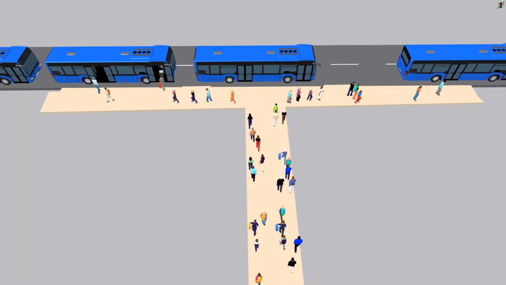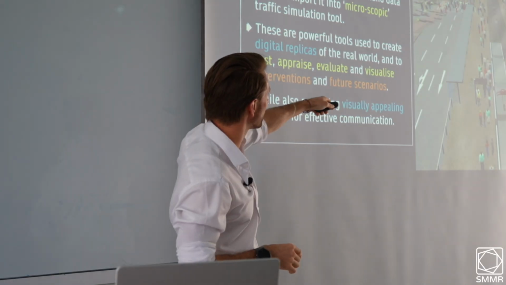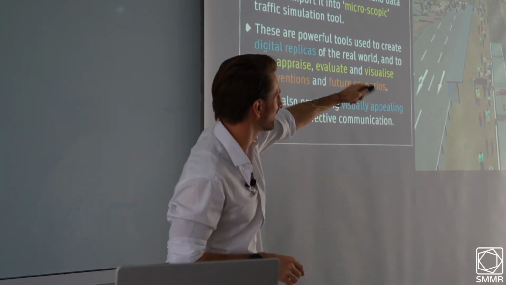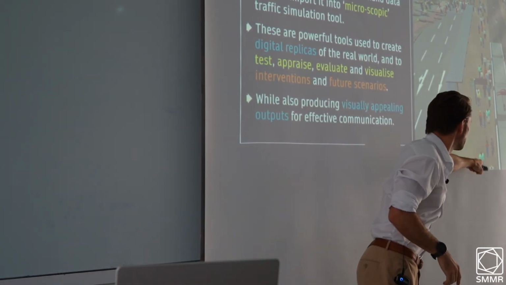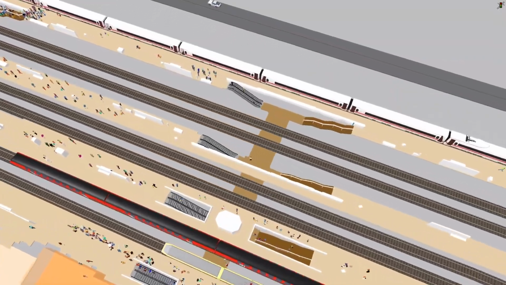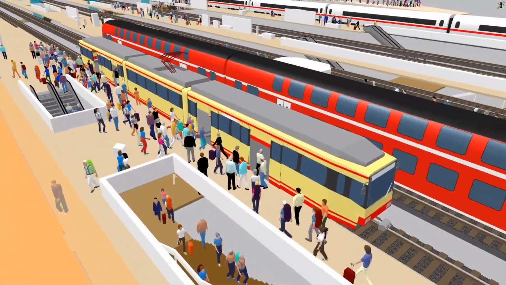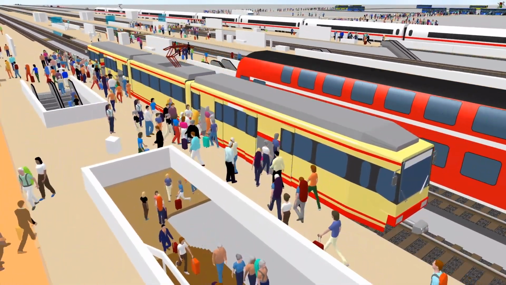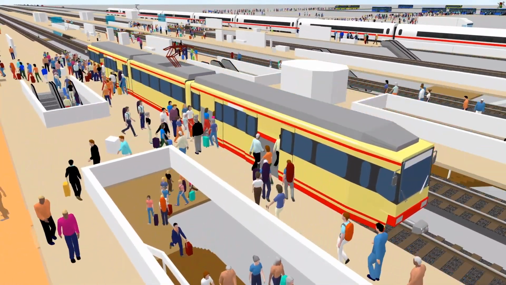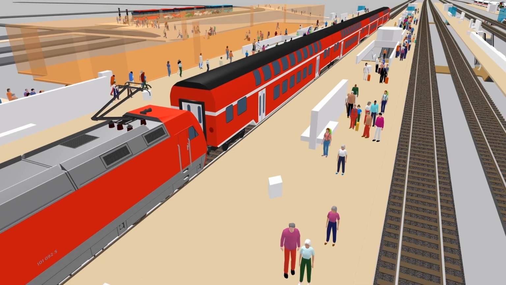So it's a different type of tool, and it's much more detailed, and it operates from the data produced through agents. Essentially you can create a digital replica of what you see in the real world, and you can use this to test, appraise, evaluate, and visualize different interventions. And we'll look at some examples.